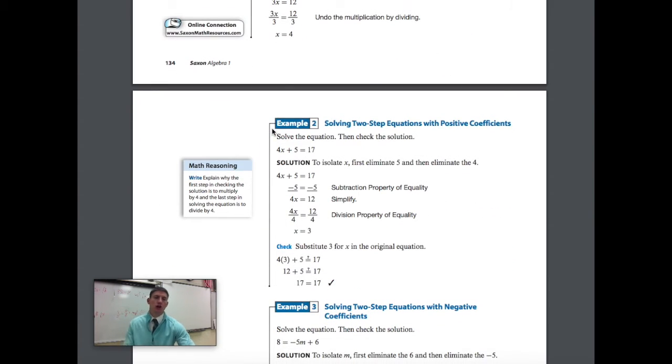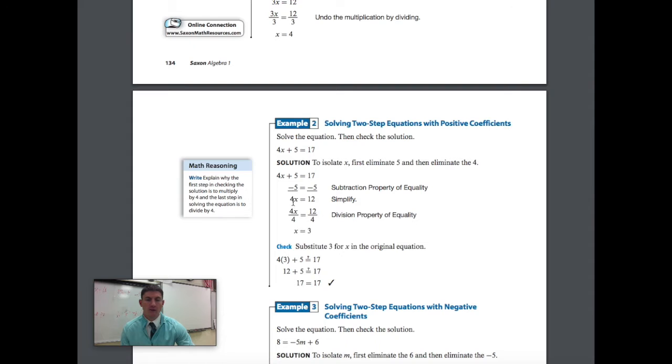Example 2 says solve a two-step equation with positive coefficients. So if those items are positive, you're first going to take a look at the two operations and do the simplest operation first. Here, 4x plus 5 equals 17. You've got plus 5. The opposite of plus 5 is minus 5. So you subtract 5 on both sides. What you do on one side, you do to the other. This would cancel out here, and then you'd have 17 minus 5 is 12.